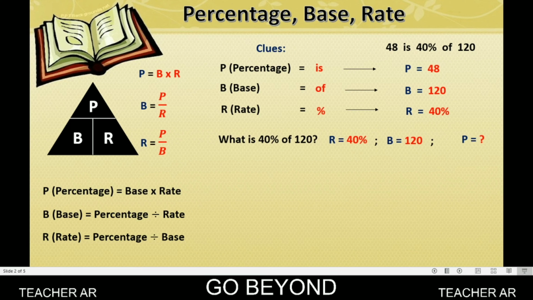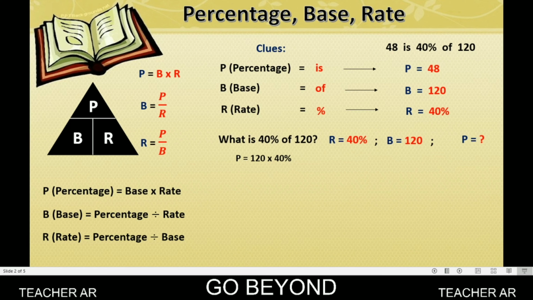Okay. So, we are already done identifying the given as well as the missing piece in the problem. So, the next thing we need to do is the formula. Then, substitute the given to the formula. So, since we are looking for the percentage, our formula in getting the percentage is base times rate. Okay, so let us substitute the given to the formula. So, our percentage is base is 120 times the rate 40%.